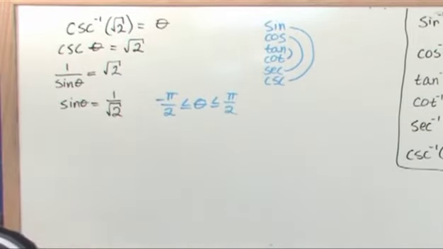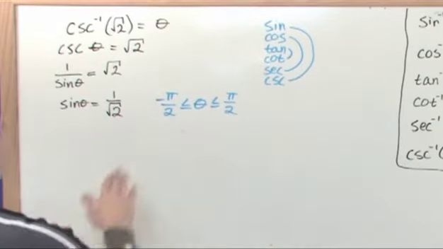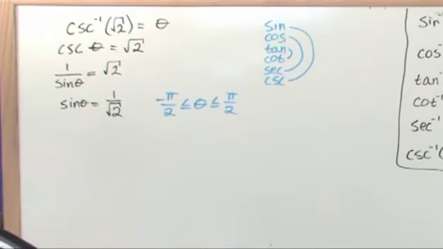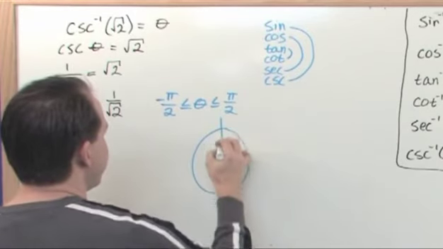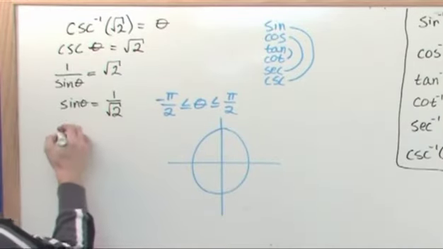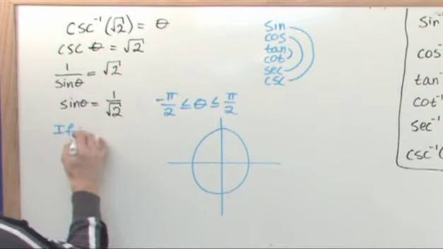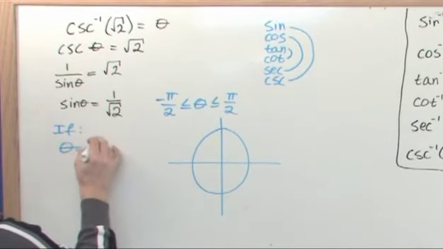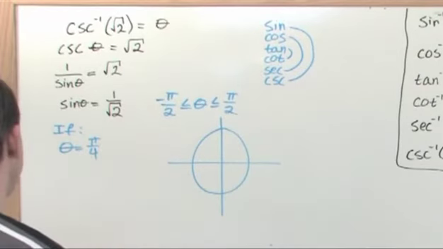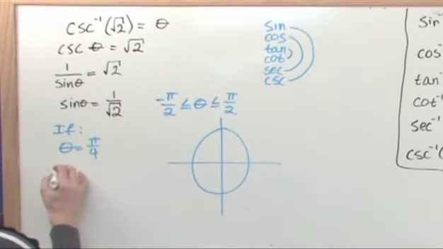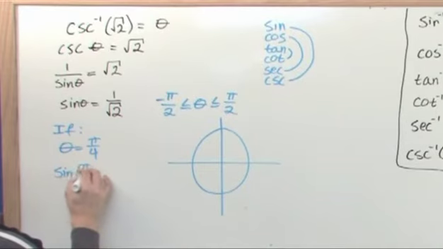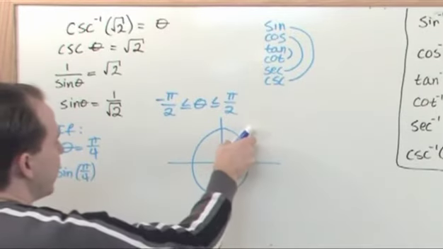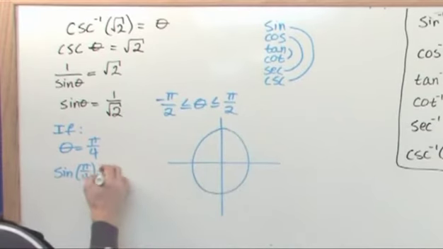So all I have to do now is work my way around the unit circle, find an angle that does this, and that angle needs to fall within this range. First I'm going to draw a little unit circle here because it's always a good reference to have. And I'll ask, what if theta is equal to pi over 4? Then I'll have sine of pi over 4. Pi over 4 is here at 45 degrees, and sine of pi over 4, you should know, is square root of 2 over 2.